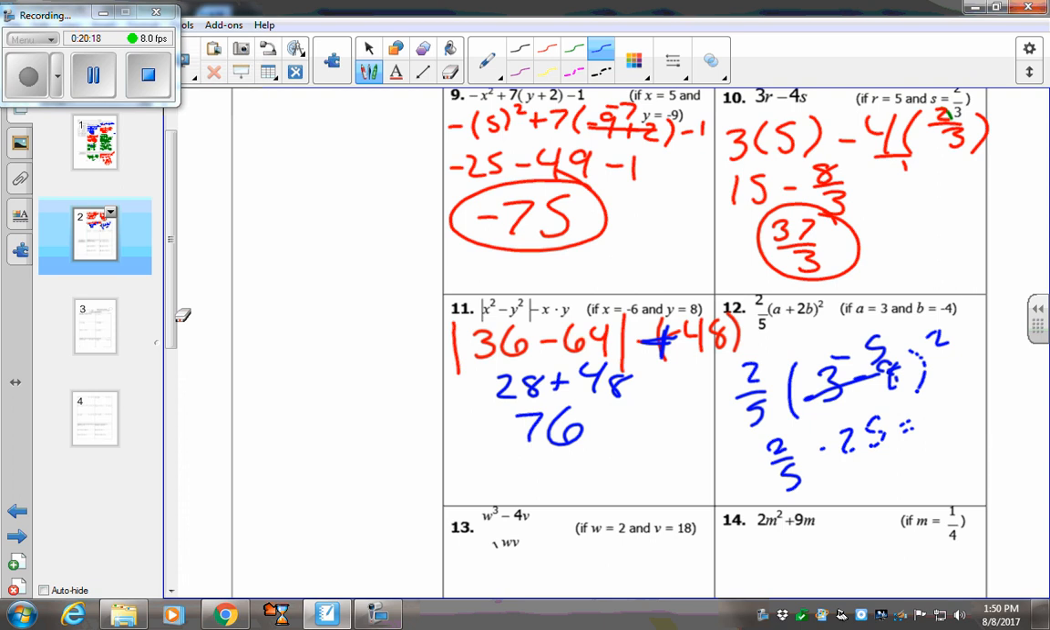What is 2/5 times 25? 10. So the answer is 10. The smartboard is not wanting to write it. So the answer to number 12 is 10. All right.